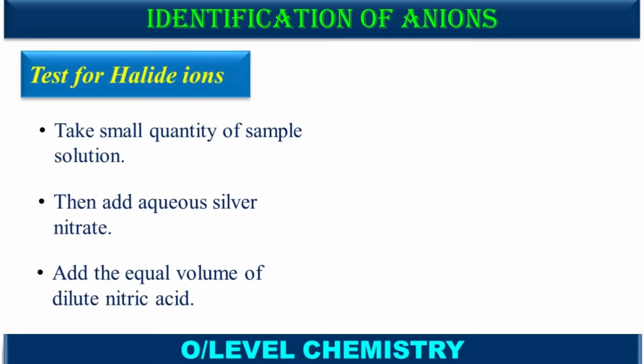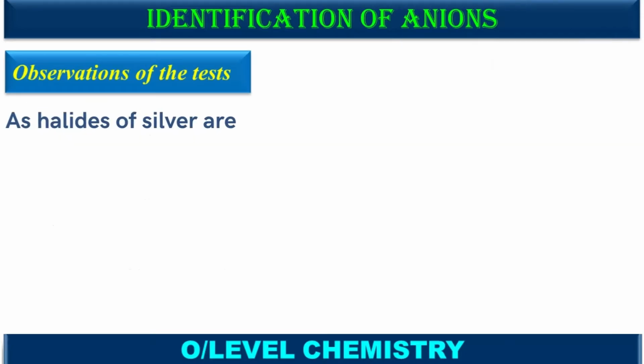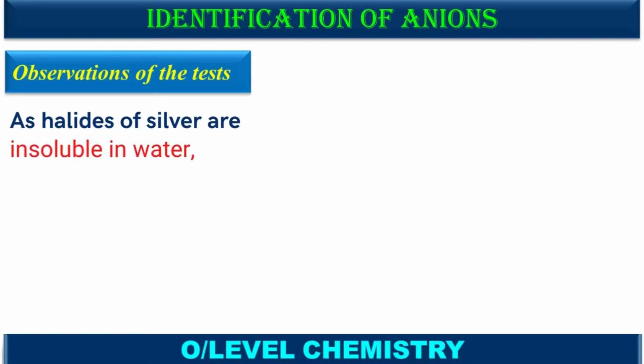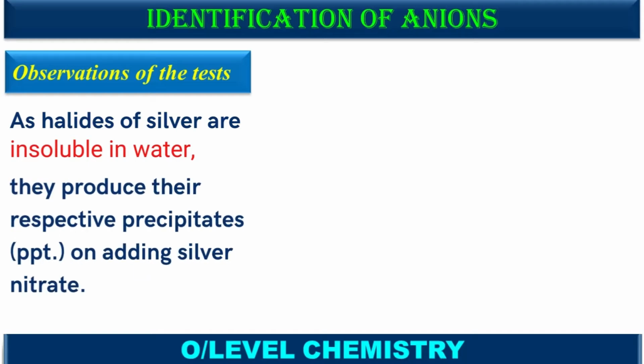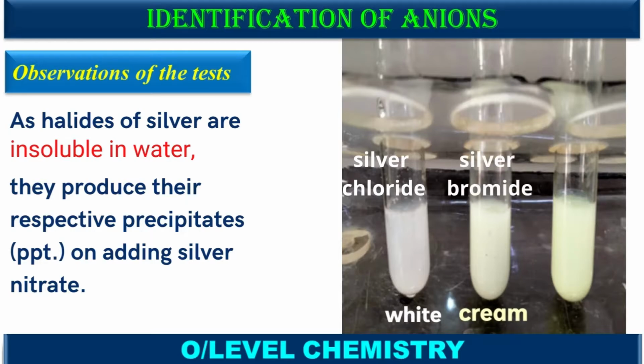In this picture, 3 test tubes are shown, which contain sample solutions containing different halide ions. See what happens on adding silver nitrate. As halides of silver are insoluble in water, they produce their respective precipitates. The colors of these precipitates are different. The color of silver chloride is white. The color of silver bromide is cream. The color of silver iodide is yellow.